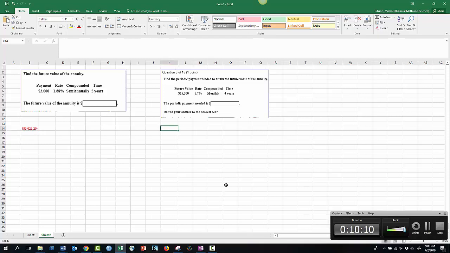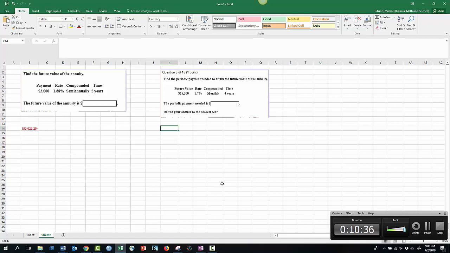The next type of annuity question, they'll ask you for the amount of the payment. Here's one here. Let's look at this question. Find the periodic payment needed to attain the future value of the annuity. Now, I did one here that's got a couple wrinkles, and I'll show you how I handle them. One is that it's the payment, and the other one is instead of giving us the present value, they're telling us the future value. They can tell us either one, and the formula can handle whichever one they give us.